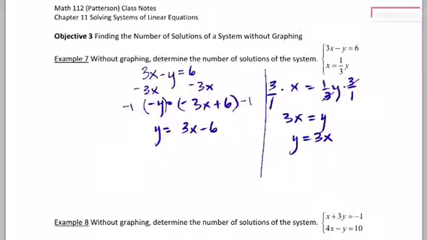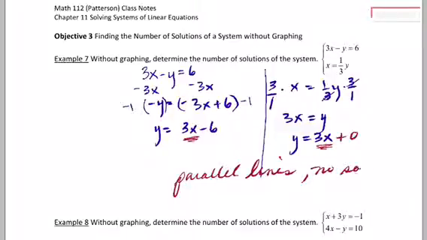Notice that both of these equations have the same slope. But the intercepts are different. The one on the left is 3x minus 6. The one on the right is 3x plus 0. If I need an intercept, I can add 0. And so these are parallel lines. They have no solutions.